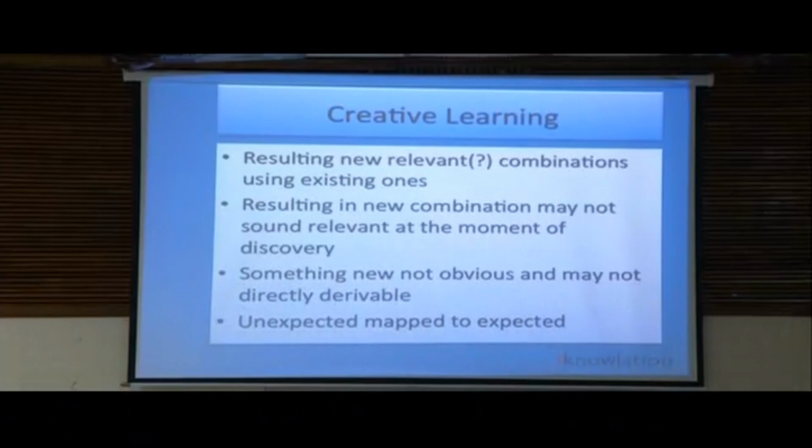So what we try to do is find resulting new relevant combinations, which may not sound relevant at the moment of the discovery. Then something new, not obvious, and may not be directly derivable, and unexpected maps to expected. So that type we divided. We even divided the thought process coming out of the outcome of the text into three forms. One is creative, one is normal, and one is random. And creative is actually a sub part of random. That we will try to derive.